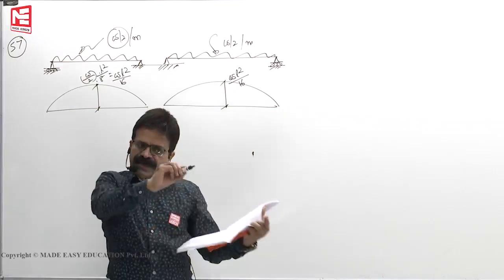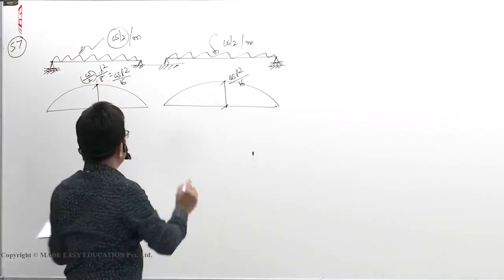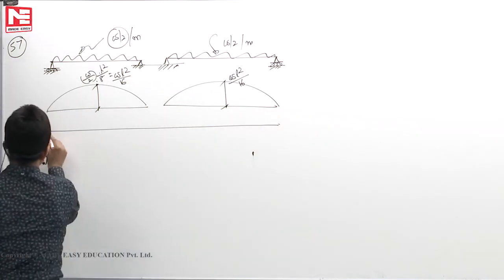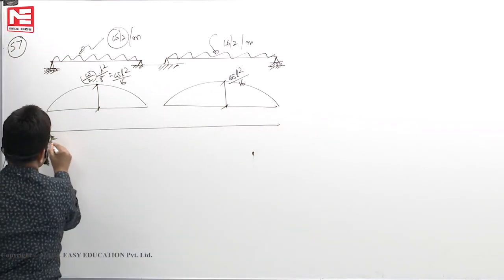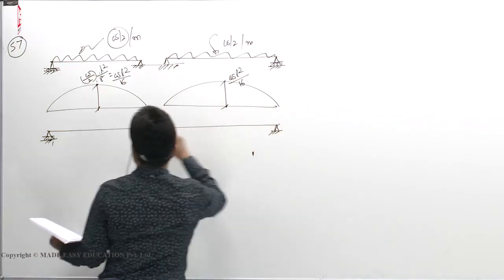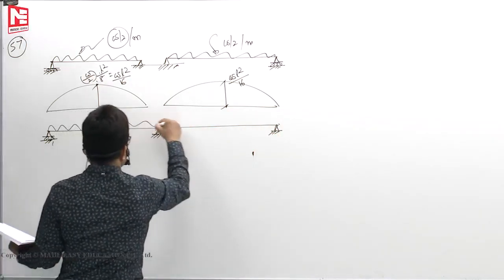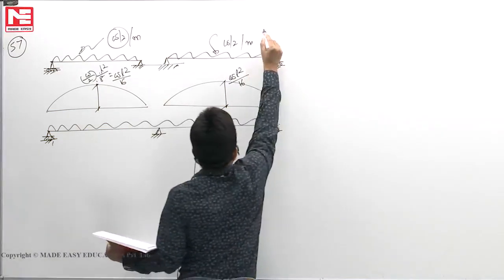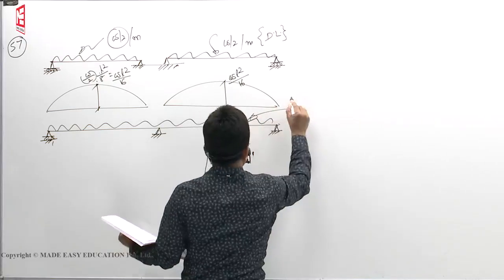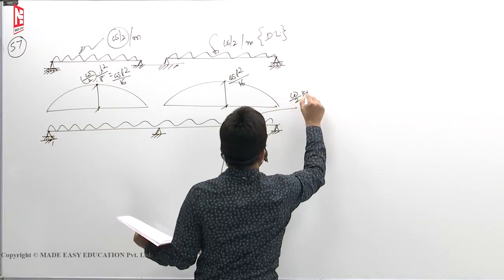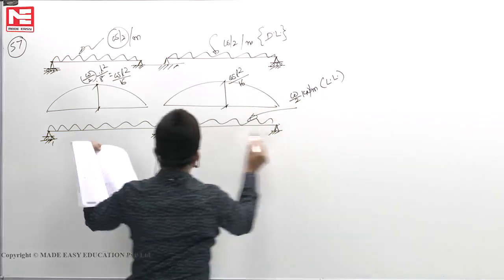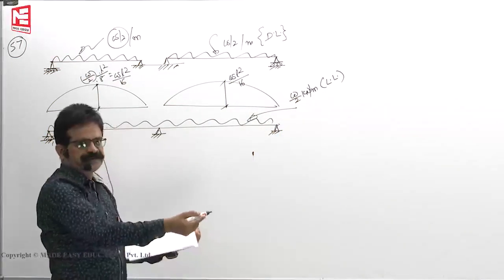Now what he has done, after they have bent, make them come together and you maintain the continuity. Now it behaves like this. Now continuity is established. And now you are applying live load. This is dead load. And this is live load. This live load is W by 2 kilonewtons per meter. Okay. After continuity is established, some more load came.